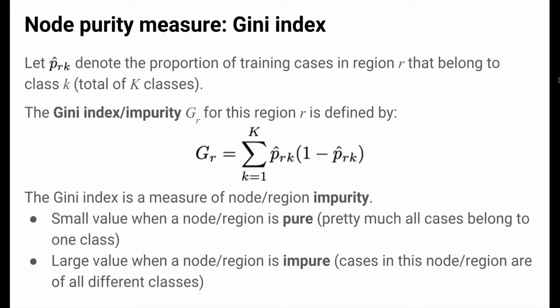We'll look at some examples in a second, but we can interpret the Gini Index as a measure of a node or region's impurity. It takes a small value when a region is pure, and a region is pure when almost all cases in that region belong to just one class. The Gini Index takes a large value when a region is impure. An impure region has many cases of different classes.